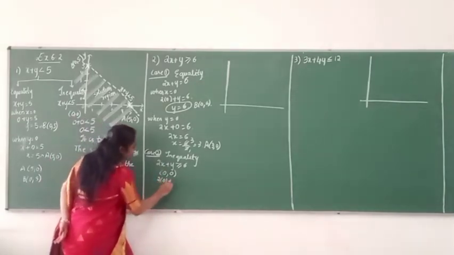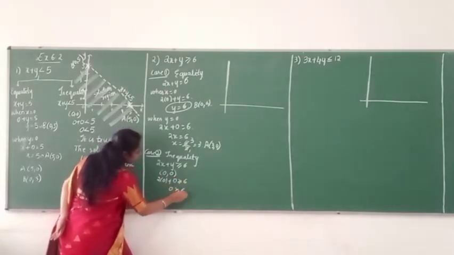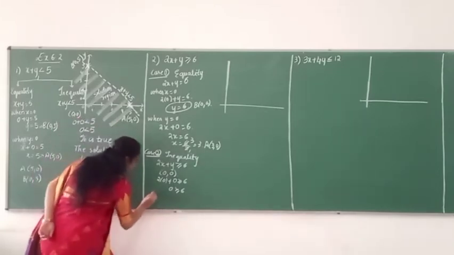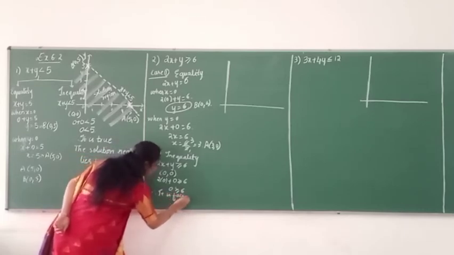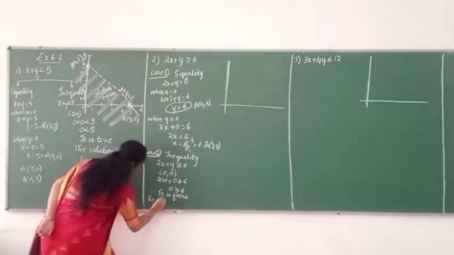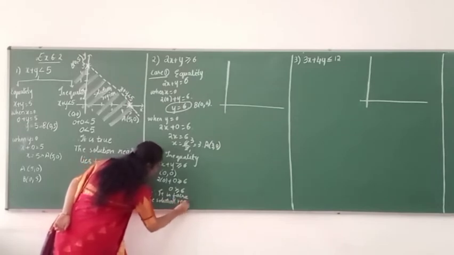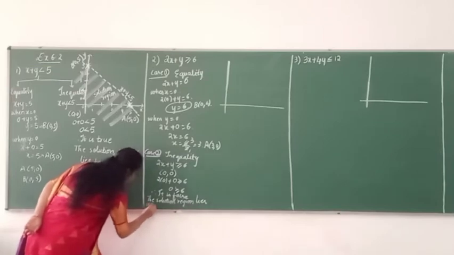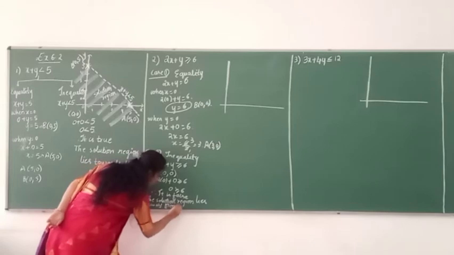2 into 0 plus 0 is greater than or equal to 6. Therefore 0 is greater than or equal to 6. Can I say 0 is greater than or equal to 6? No. Therefore it is false. The solution region lies away from the origin.